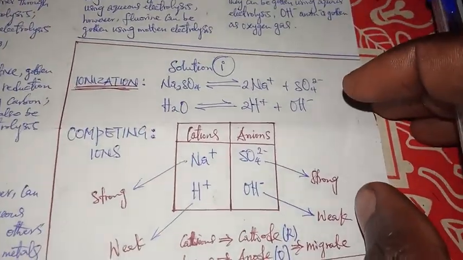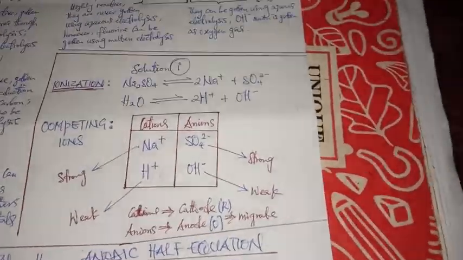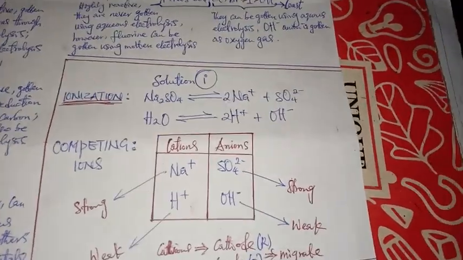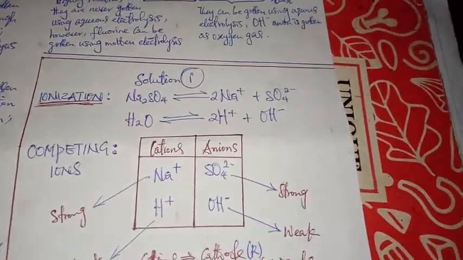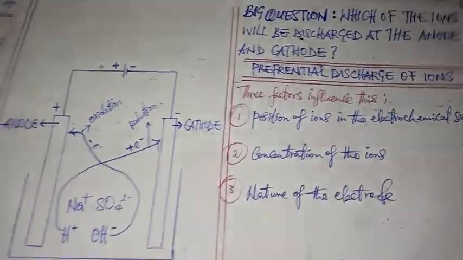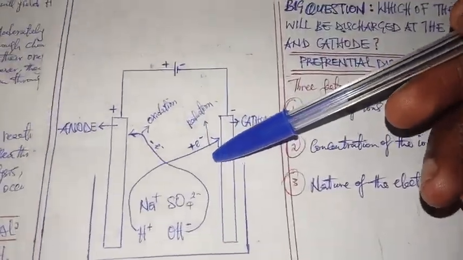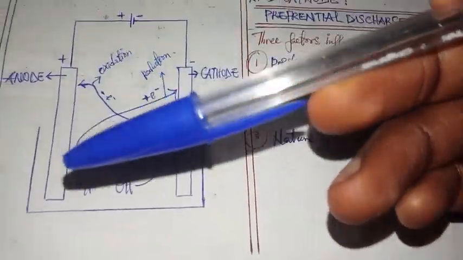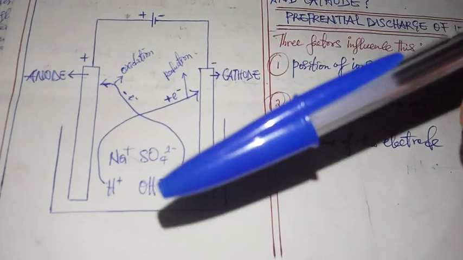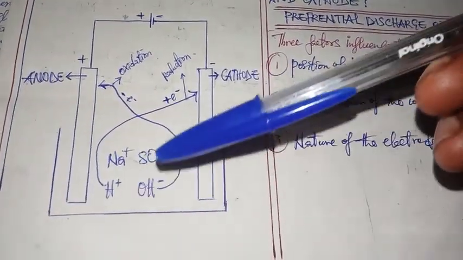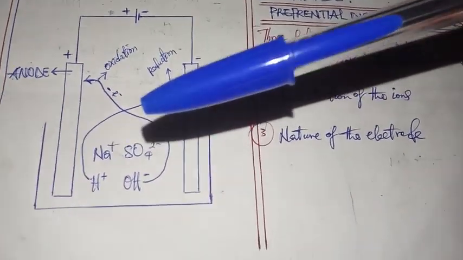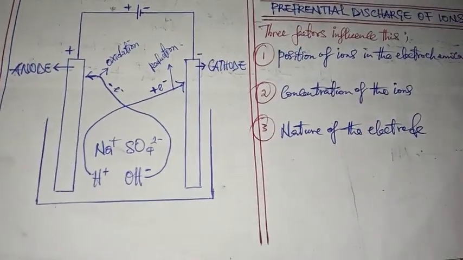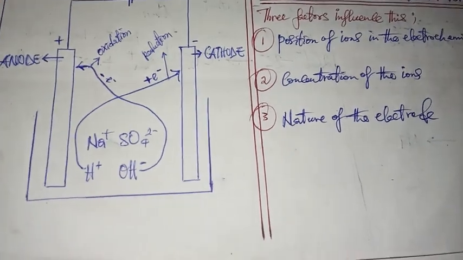Now, coming back to solution 1, that is electrolysis of aqueous sodium sulfate. Now looking at this, this is the electrochemical cell representation of it. So we have dissolved our sodium sulfate in water. When we pass electricity, this solution is going to decompose. So both the sodium sulfate and the water will undergo ionization. That is, they form positive and negative ions.